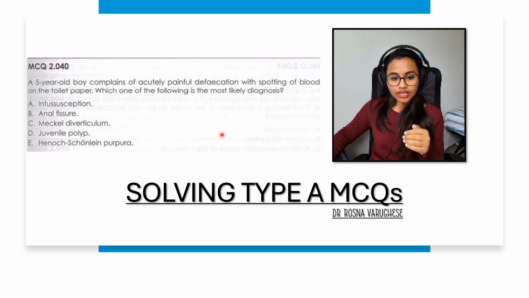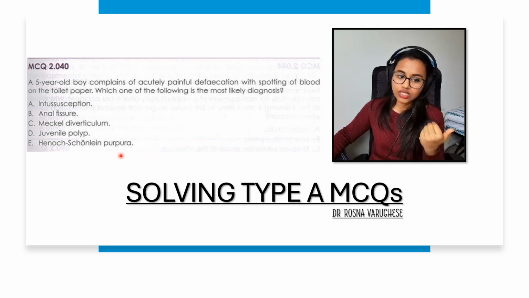A 5-year-old boy complains of acutely painful defecation with spotting of blood on the toilet paper. Which one of the following is the most likely diagnosis? So this is a very simple question, guys. So when you see the question, go to the options.